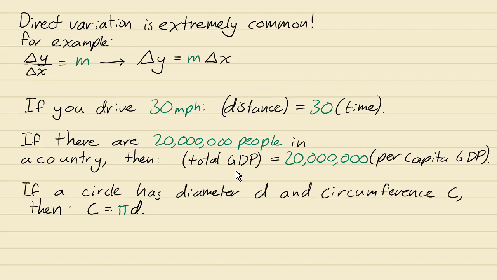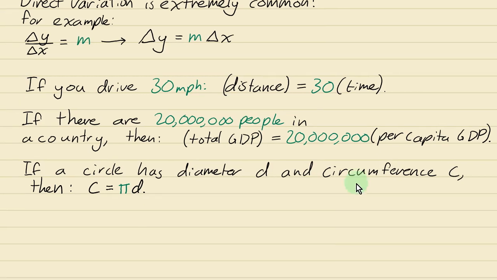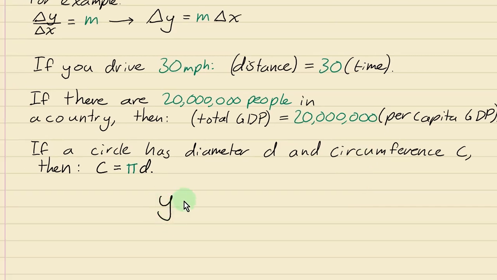A simple geometry example is if a circle has diameter d and circumference c, then pi is the constant of proportionality here. The circumference is always pi times the diameter. So these are just a few examples, but you can imagine that this kind of simple equation where you have y equals some number times another variable, x, is really common, and you've seen a lot of examples of it before.